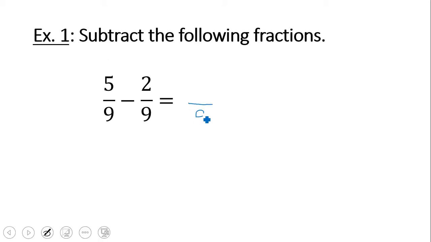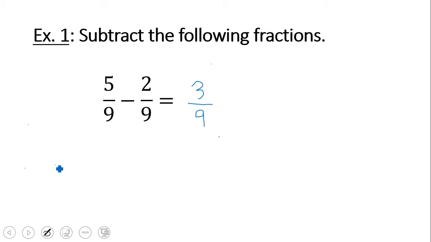We know our final answer is going to have a denominator of 9, and we'll subtract the two numerators, so 5 minus 2 equals 3. So 3/9 is our answer. But 3/9 is a fraction that can be reduced. Whenever the numerator and denominator both can be divided evenly by the same number, then we can reduce them.